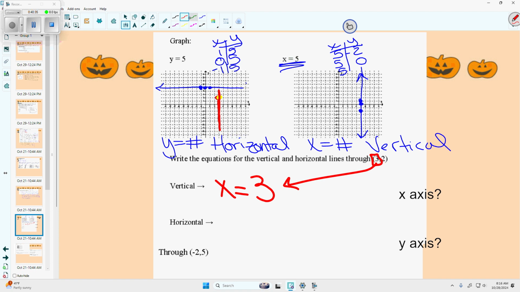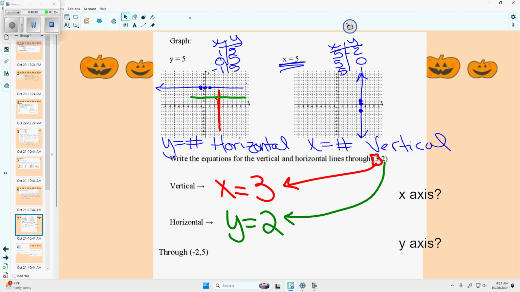How about to go horizontal? What about 2? Y, absolutely. Y has to equal 2. So going through the point, vertical is x equals the x of your point. Horizontal is y equals the y of your point.